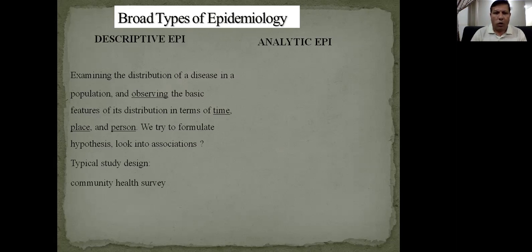What do we do then? Look into associations, typical study design. We design a model to study that. We will study people, place, and the time of the disease which is spreading here. We will formulate a study keeping these parameters in view. We will conduct this study to investigate the phenomena and scenario of the community health survey. Descriptive epidemiology has synonyms: cross-sectional study and descriptive study.